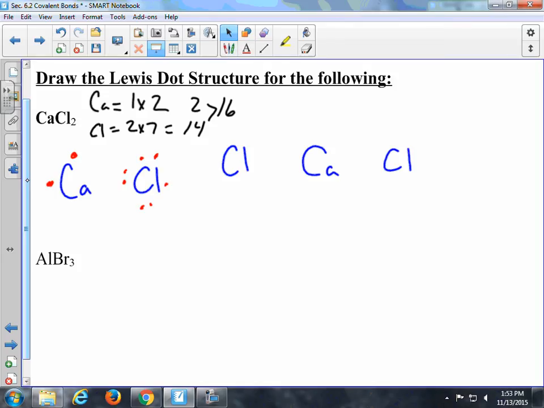Next up, we're going to put in our married couples. Does calcium have any married couples? No. Does chlorine? Yes. How many married couples does chlorine have? 3. I'm going to put those in as far away from calcium as possible because remember our married people don't go on dates.